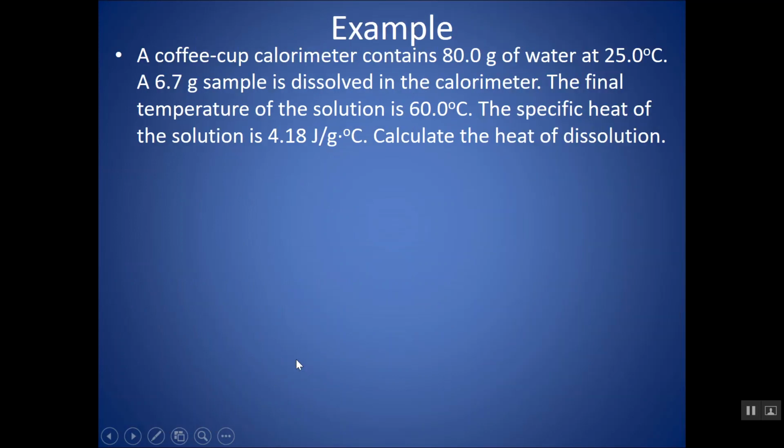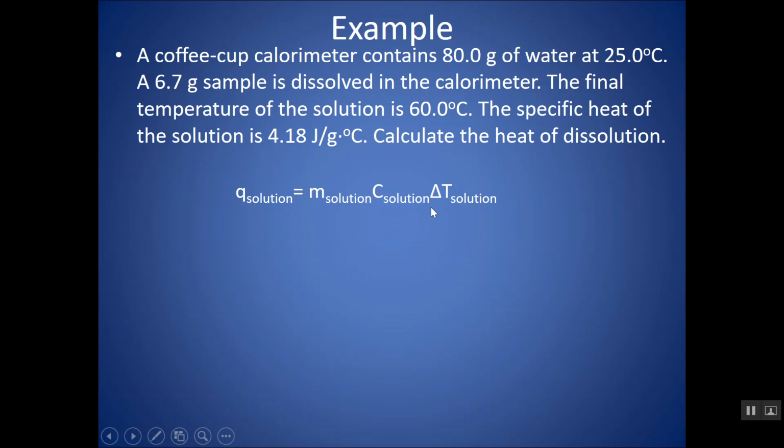Take a moment, look at this problem, and give it a shot. A coffee cup calorimeter contains 80 grams of water. A 6.7 gram sample is dissolved, so it's a dissolution reaction. Something is dissolving, and the temperature changes. It goes up to 60 degrees. I give you the specific heat of the solution. Okay, that's good to know. What is it of? It's of the solution. That means the entire contents of the calorimeter. Calculate the heat of dissolution.